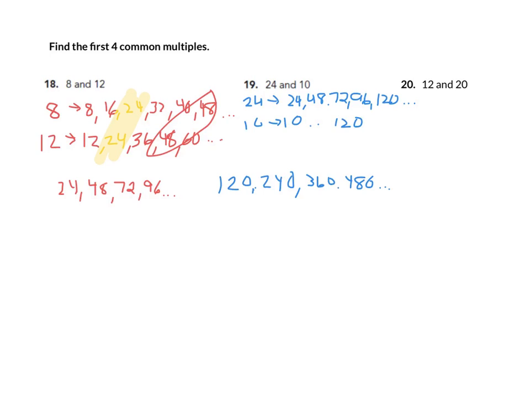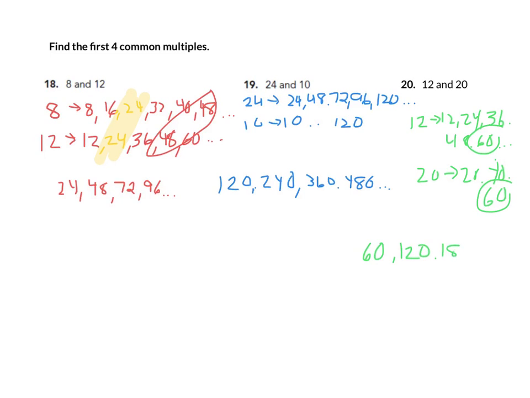If I look at 12 and 20, I can list out 12, 24, 36, 48, 60, and again, I could keep going. And then 20s go 20, 40, 60, and again, I could keep going, but I see they meet up at these 60s. So the first one's going to be 60, and I'm just going to add 60s from there. 120, 180, 240, and so on.